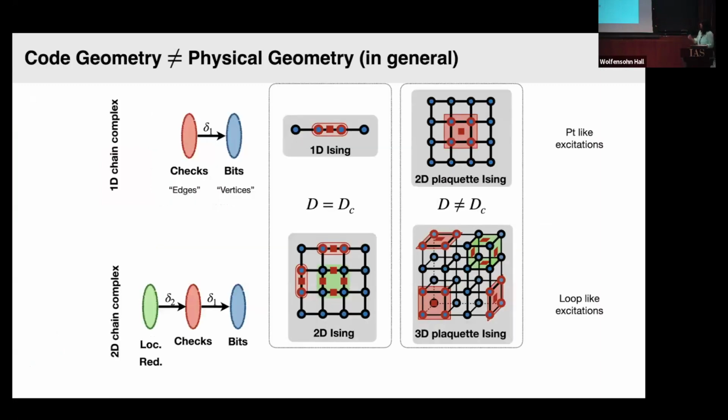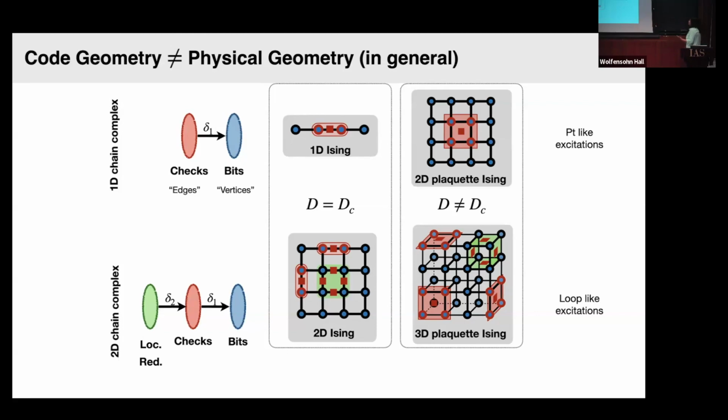So let's look at a couple of examples. What I spent all this time talking about is this DC, what I'm calling the dimension of the chain complex. So for the Ising model defined on any geometry, the geometry of the code and the geometry of the chain complex are the same. As you would expect, bits, checks, redundancies, and plaquettes and edges.